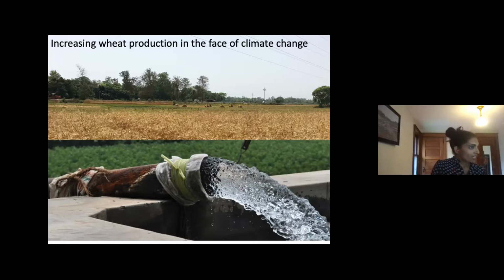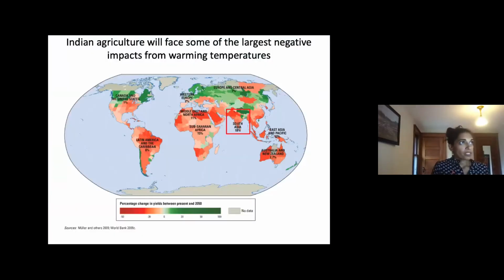And the second project is trying to understand some potential policies that we can promote to maintain agricultural production in the face of groundwater depletion. And the reason I'm focused on these two questions and why I'm focused on India is because Indian agriculture, particularly Indian wheat, will face some of the largest negative impacts from warming temperatures.